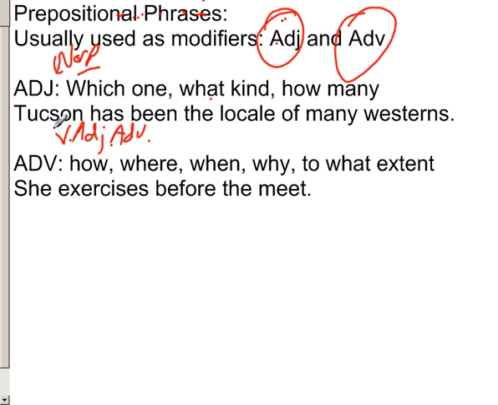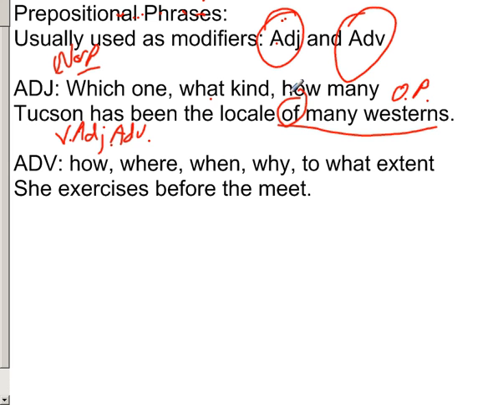Now, let's look at this sentence. Tucson has been the locale of many Westerns. Well, since I memorized my prepositions in 8th grade, I know of many Westerns is the prepositional phrase, of course. Westerns is the object of the preposition, and of is the preposition. So, now let's look at this. Tucson has been the locale.